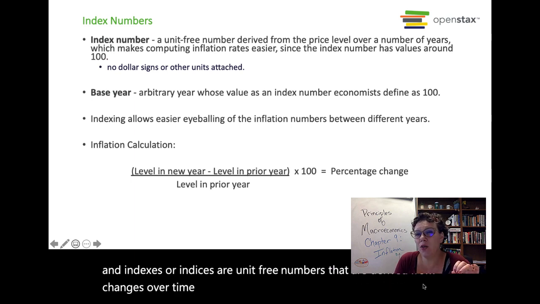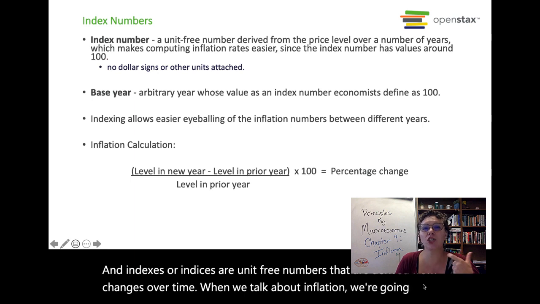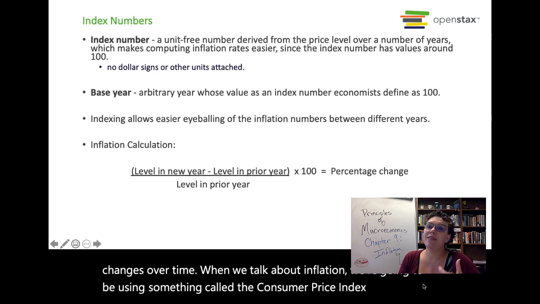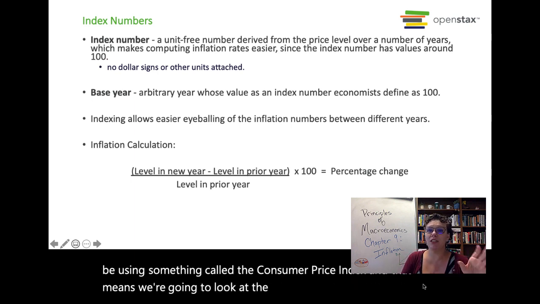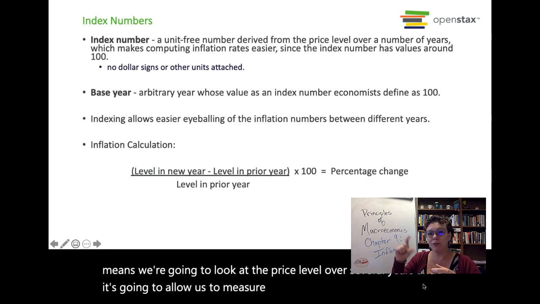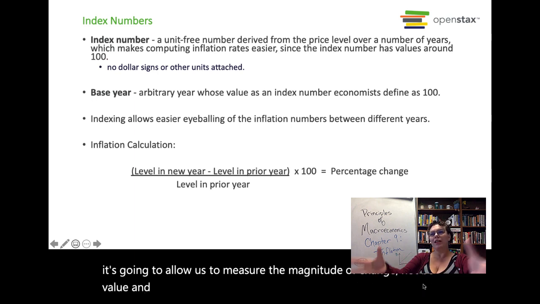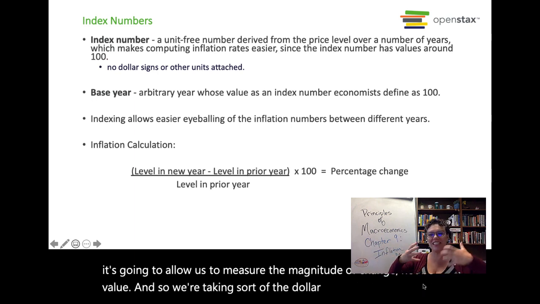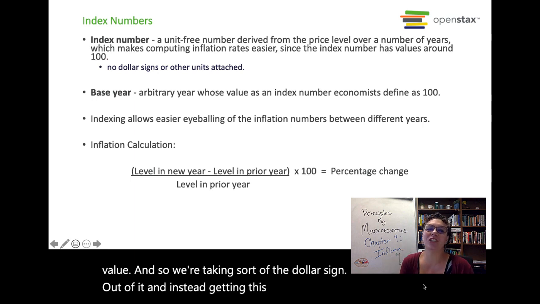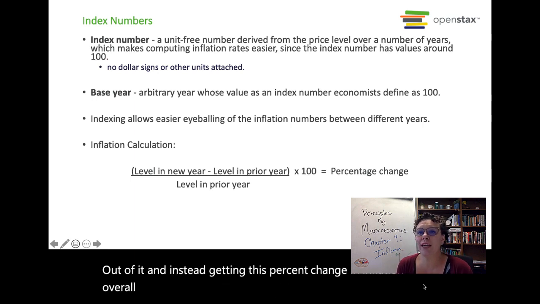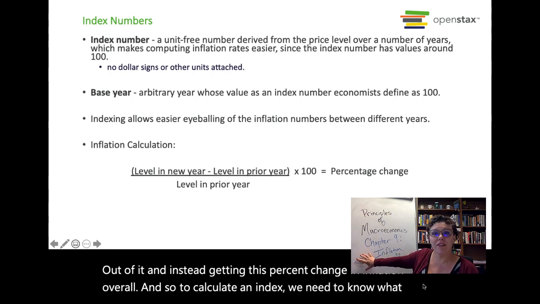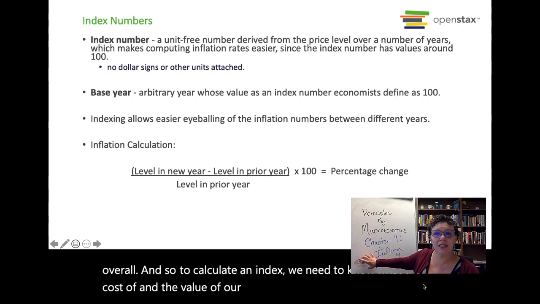When we talk about inflation, we're going to be using something called the Consumer Price Index. And that means we're going to look at the price level over several years, and it's going to allow us to measure the magnitude of change, not the value. And so we're taking sort of the dollar sign out of it and instead getting this percent change in inflation overall. And so to calculate an index, we need to know the cost and the value of our basket of goods over time, over several years.